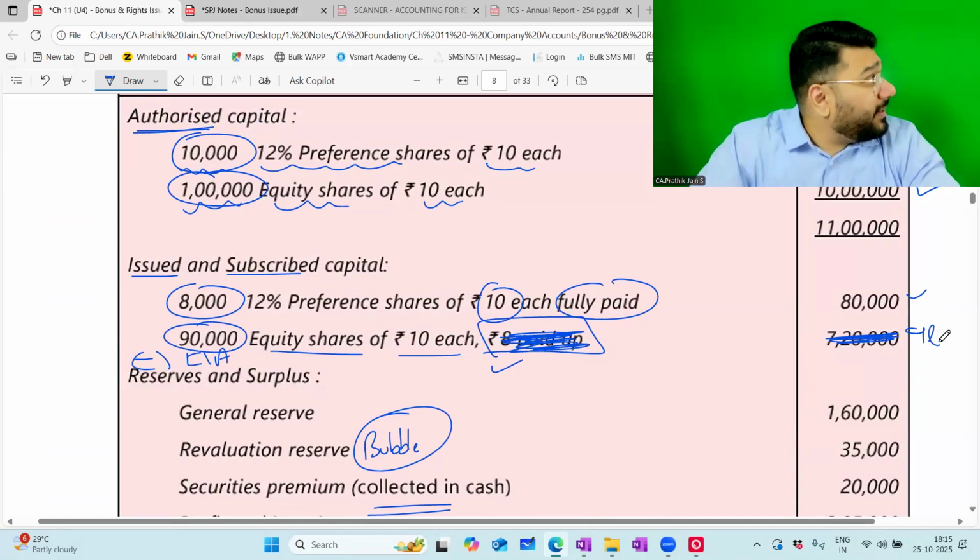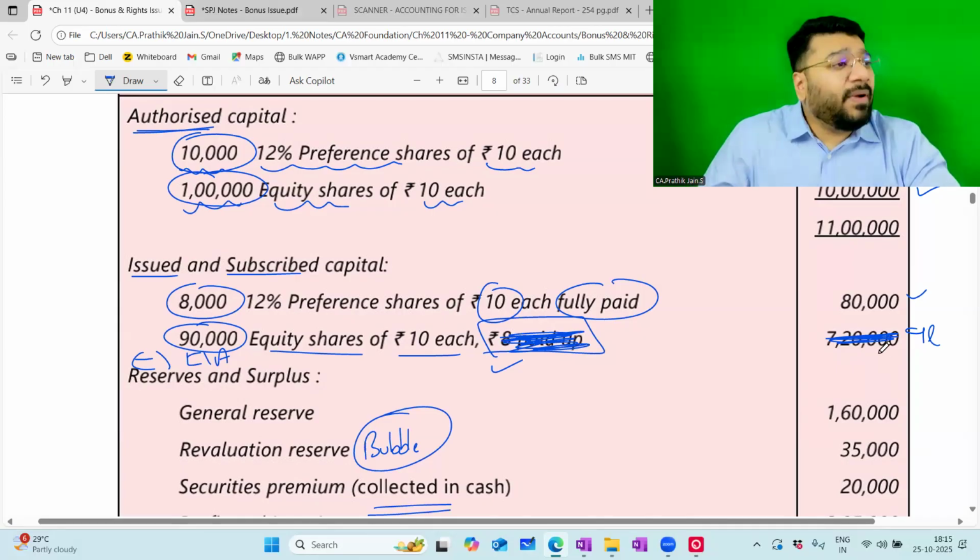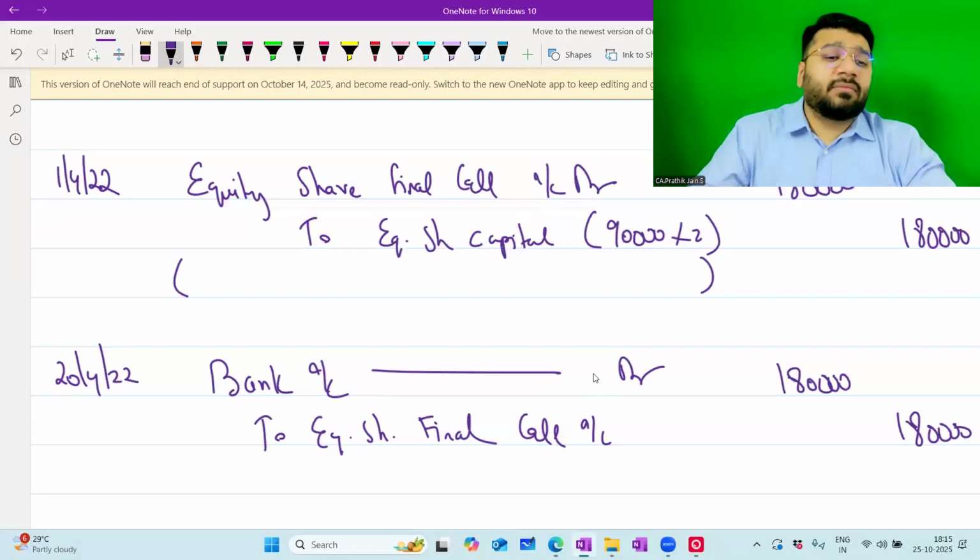Calculate: 720 plus 180 is how much? 9 lakh, no? 9 lakh, okay. Now it is fully paid. Can I issue the bonus shares? Yes, but I have to do the calculation.